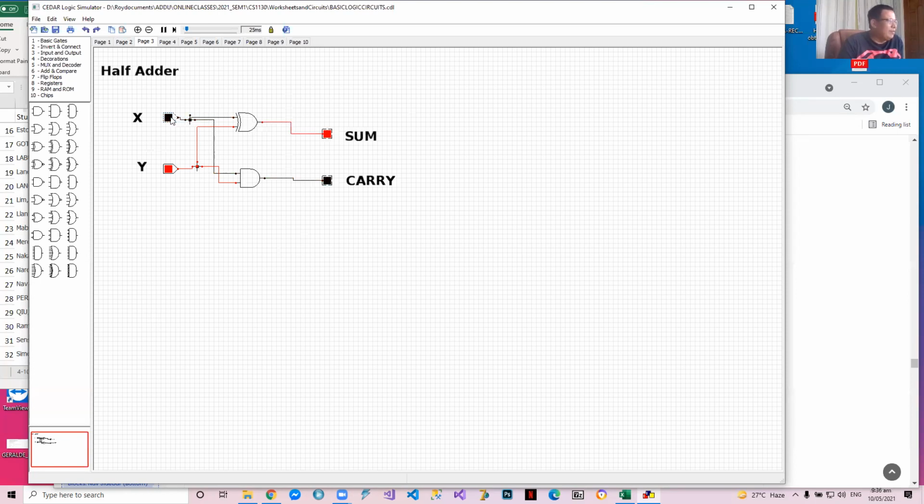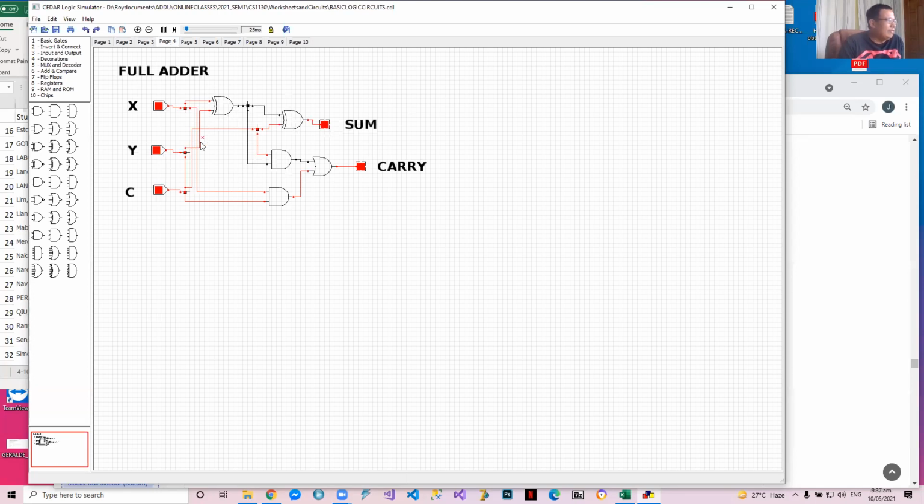So for example, if you have 0 plus 1, that's 1 carry 0. Okay. 1 plus 0 is 1 carry 0. Okay. 1 plus 1 is 0 carry 1. Okay. This is the sum, no? 0 when it's black and red when it's 1. Any questions so far? And then we have the full adder.